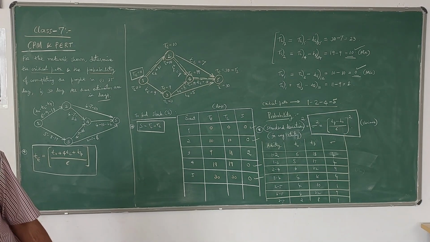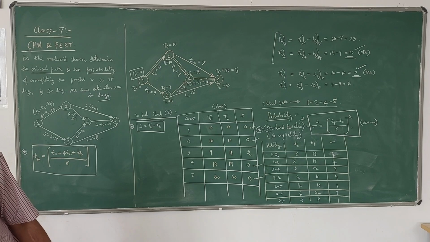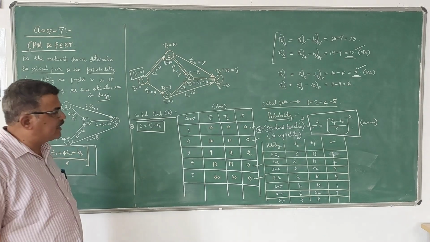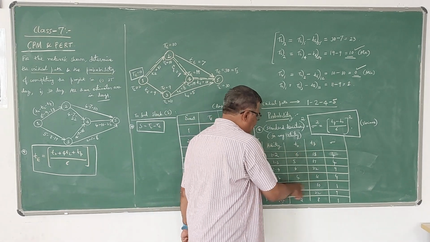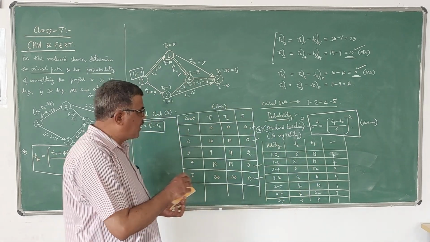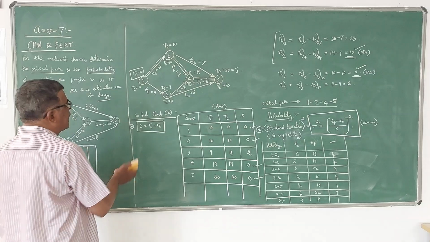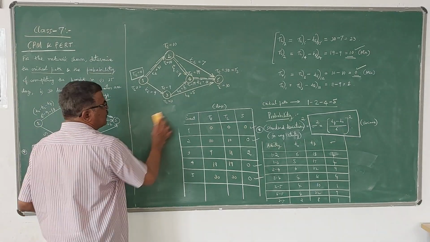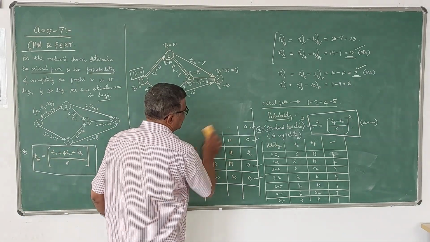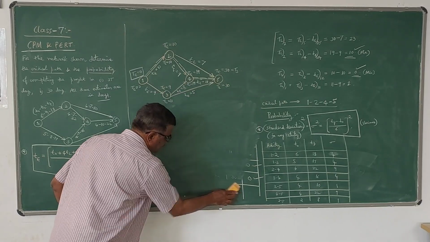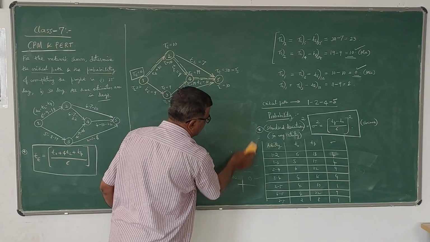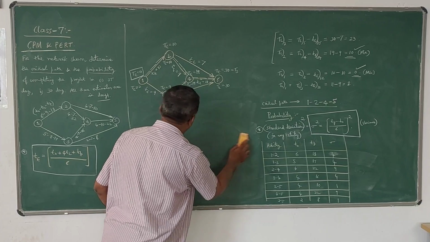Now the next step. We know the critical path now, so we have to calculate the deviation along the critical path. We have got the values for all the activities here. Now we have to get the deviation for the critical path. How to do that, I will tell you. We know the critical path now: 1, 2, 4, 5 is the critical path.